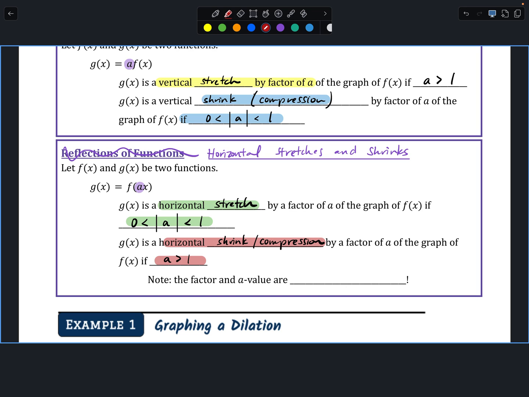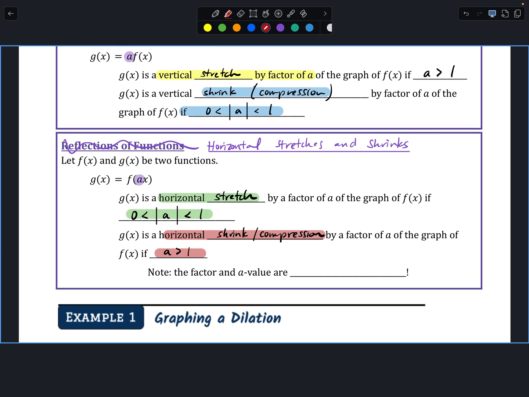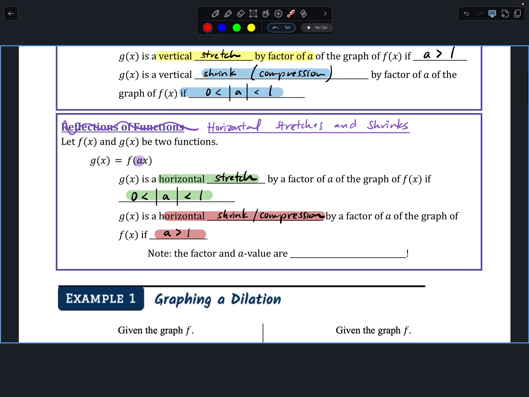They're reciprocals. So if it's f of 2x, what's the reciprocal of 2? 1/2. And 1/2 is between 0 and 1, so if it's 2, it's a shrink. If it's f of 1/2x, what's the reciprocal of 1/2? 2. 2 is greater than 1, so that's a stretch. You have to pay attention to the fact that whatever number is on the inside, that's when you have to do the reciprocal. So note, the factor and a value are reciprocals.